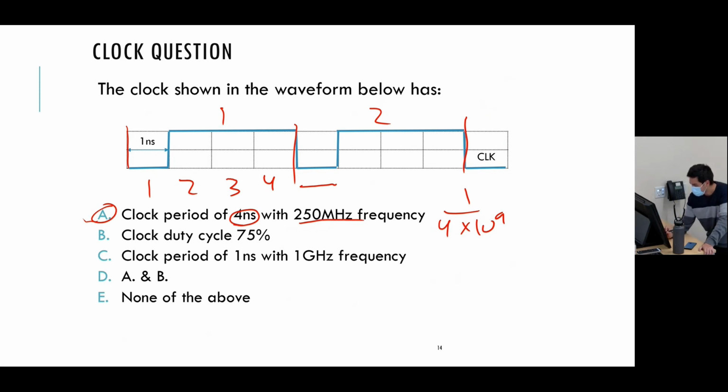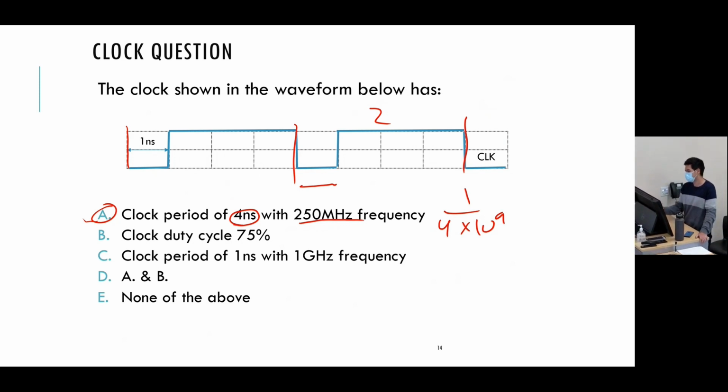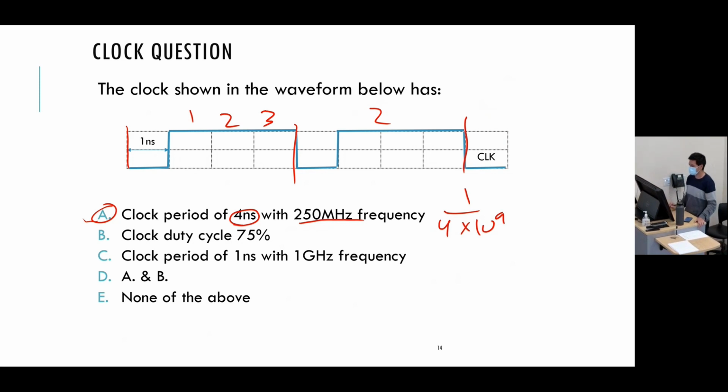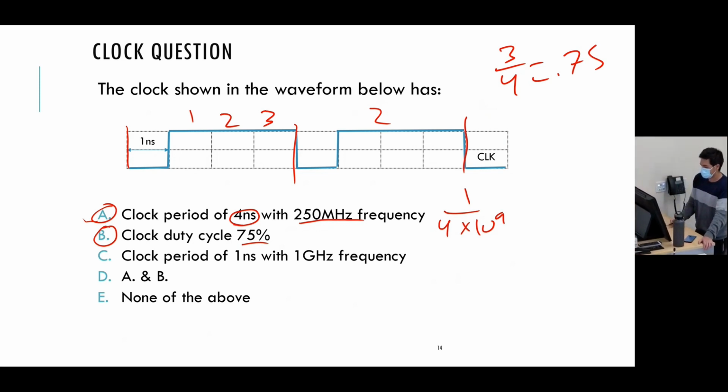So the next thing that we want to look at is what's our duty cycle. For a duty cycle, we just need to look at one period. So let's just get this first period. I'm high for 1, 2, 3 nanoseconds out of a total of 4. So that's 3/4, which is 75%. So I like B. And we already verified that the period is 4 nanoseconds, so we don't like that. And we verified 2 of these, so we don't like that. So it's D. A and D.